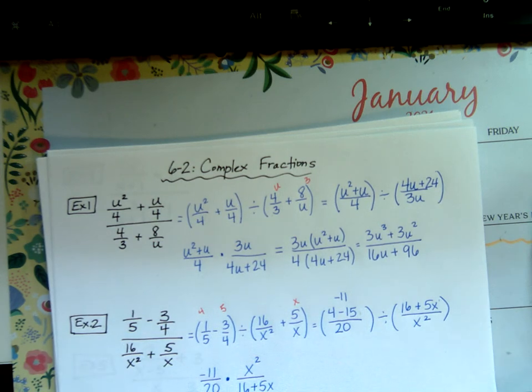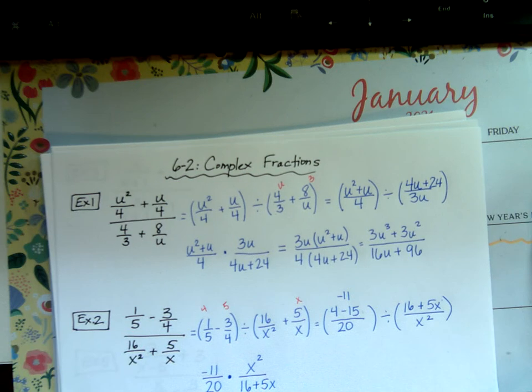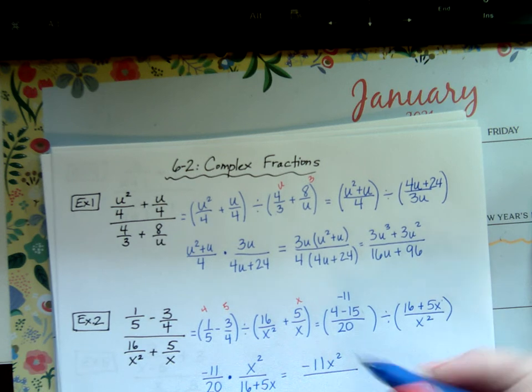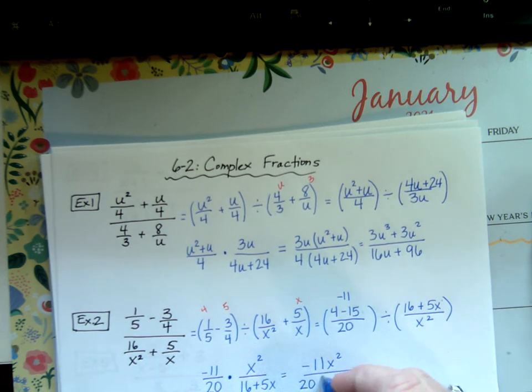And again, you're looking to see, does anything cancel? I've got an 11 on the top. That doesn't cancel with anybody on the bottom. Not everybody's got an x, so I can't take an x out. So this is the best I got. Let me put it together. Negative 11x squared over, you can distribute the 20 if you'd like. I'm going to keep it outside, just because I don't feel like multiplying 16 times 20. The truth be known.